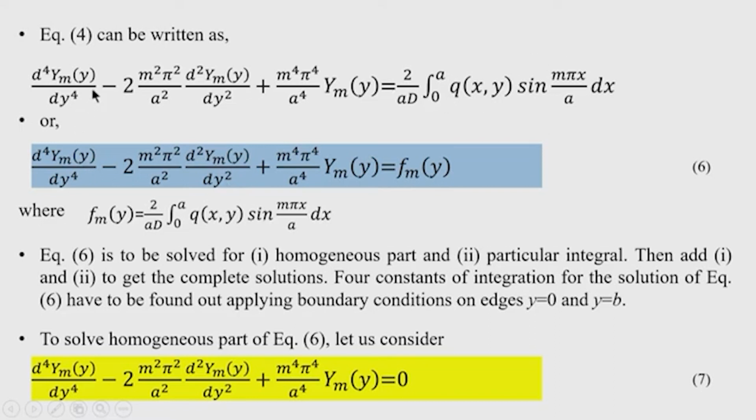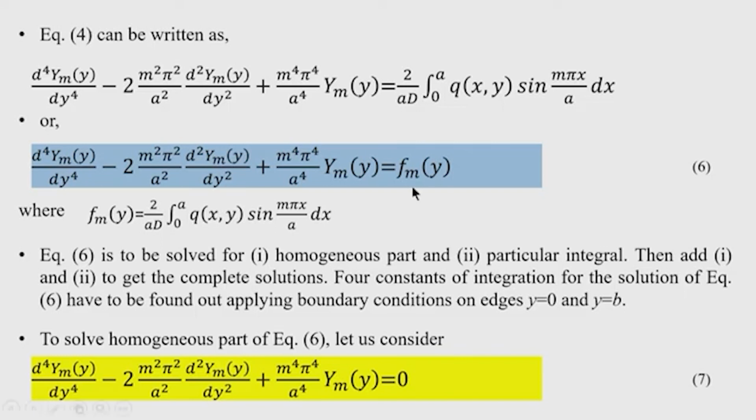y. So, this differential equation turns out to be d to the power 4 Y m y divided by dy to the power 4, minus 2 m square pi square by a square d square Y m y divided by dy square, plus m to the power 4 pi to the power 4 divided by a to the power 4 Y m y, and this is a function of y equal to f m y. So, this differential equation we need to solve completely, so that we know the function capital Y, and then the full deflected surface is known.